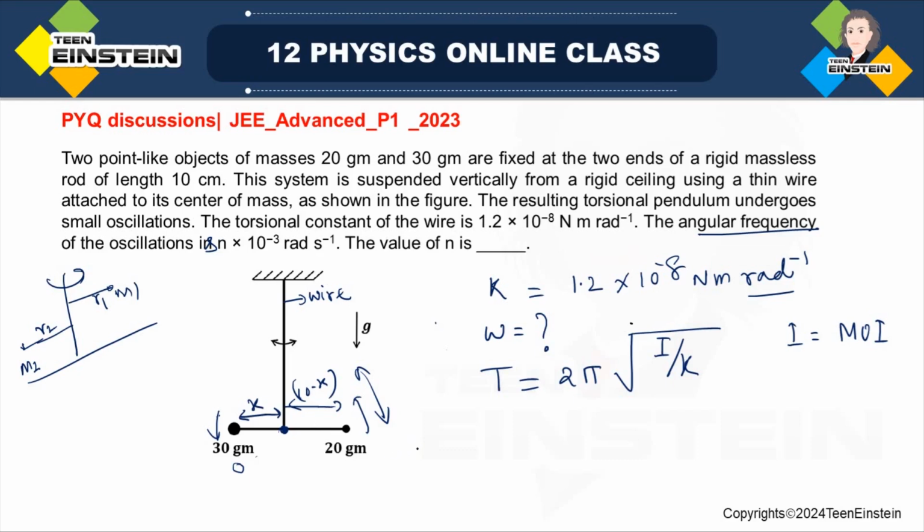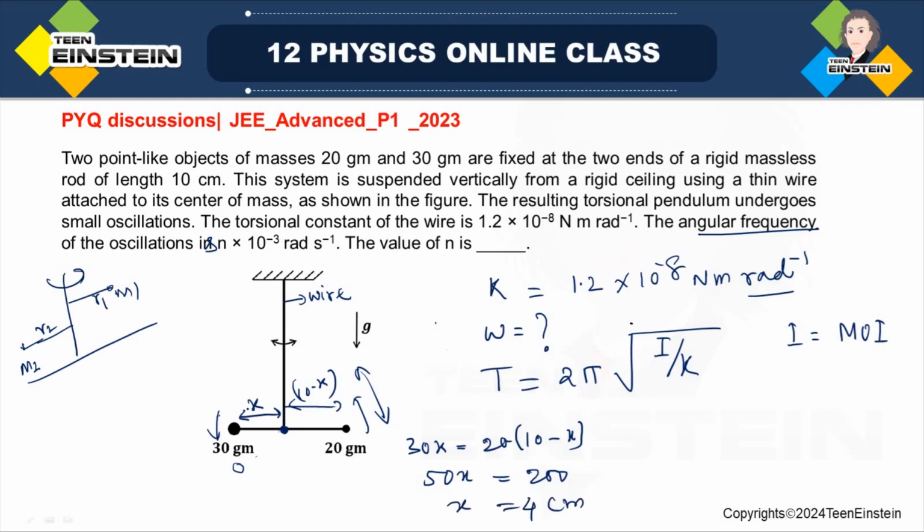So I can find out the center of mass coordinate by equating the mass moment from the center of mass. So 30x is equal to 20 into 10 minus x, right? So if we solve for x from here, I'll get 50x is equal to 200, okay. Then x is equal to 4 centimeter, okay.